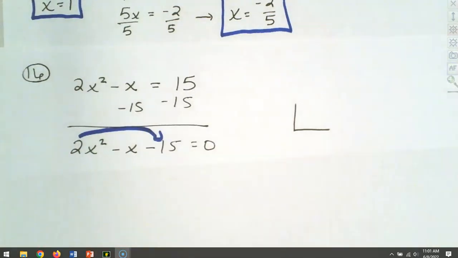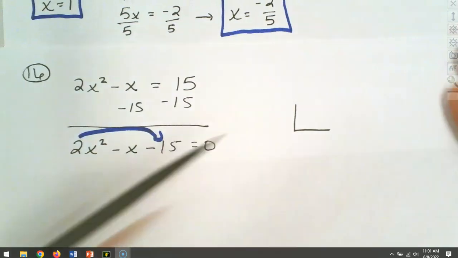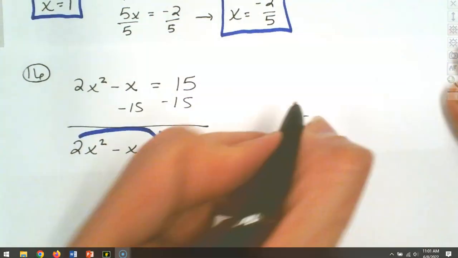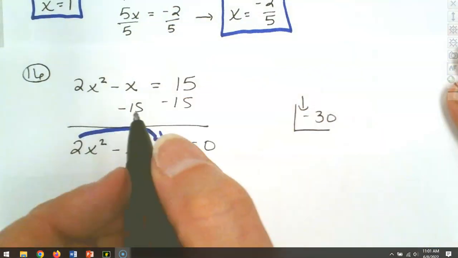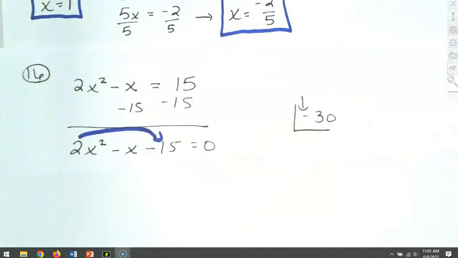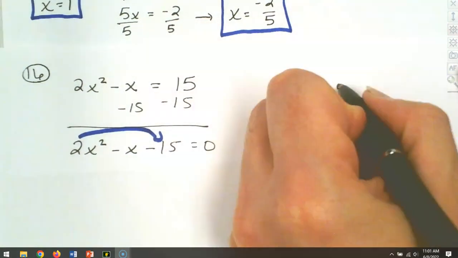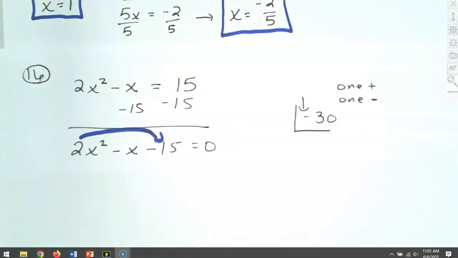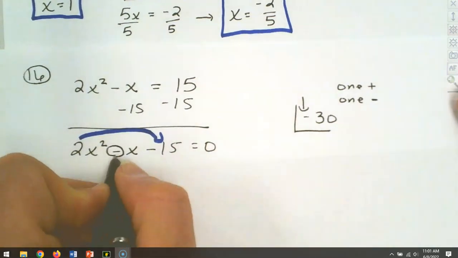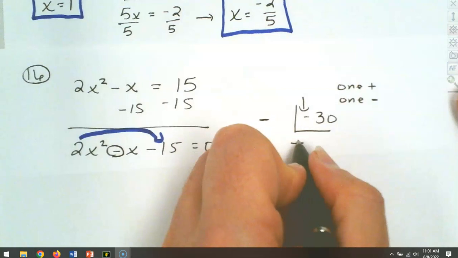Yep, and it's not just a 30. Watch your signs. Yep, 2 times negative 15 is a negative 30. And so this 30 is negative. So what do we know about the signs? Are they going to be the same sign or different signs? Different signs, okay? So one number is positive, one is negative. Now, which one is larger, the positive number or the negative number? Negative. Why? Because the middle's negative. So we have a negative and we have a positive.